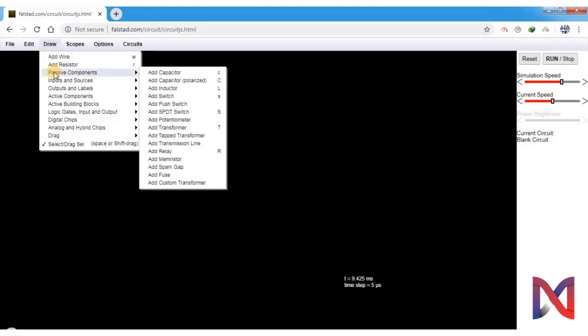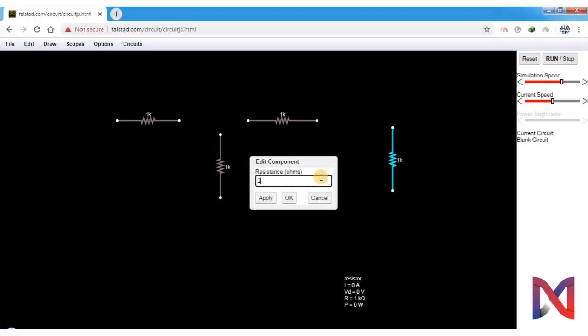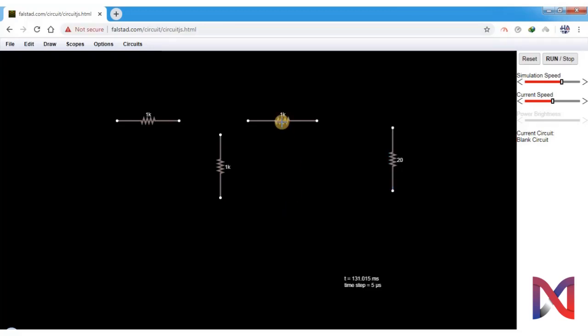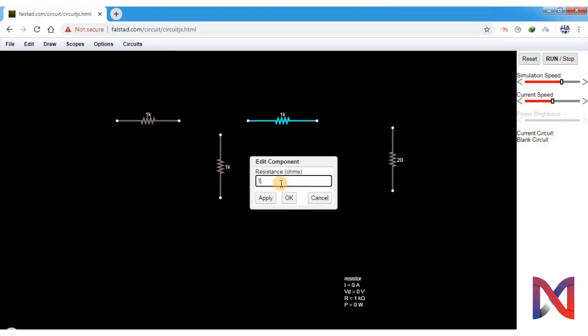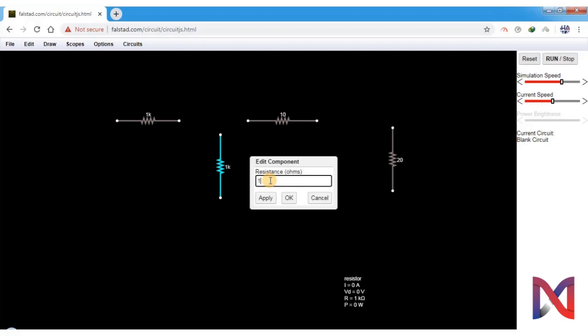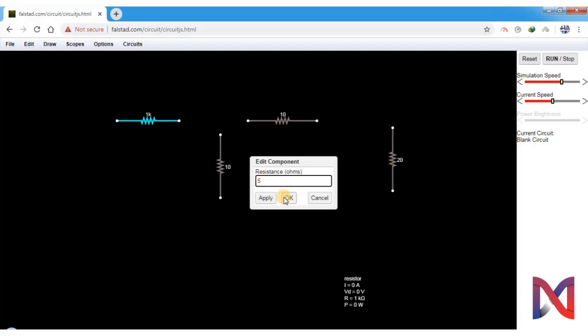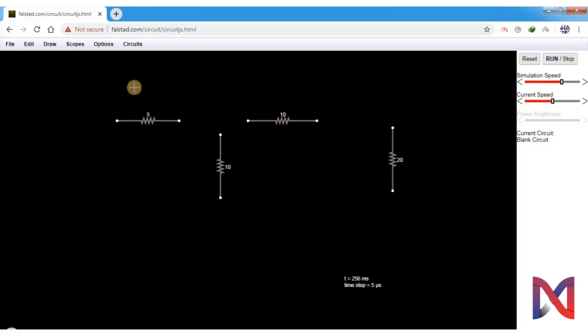So we will place resistors first. This is our first resistor, second, third, and it's our load. Our load was of 20 ohms. Third resistor was of 10 ohms. Second was also of 10 ohms, while first resistor was of 5 ohms. We will interconnect the circuit with the help of wires.